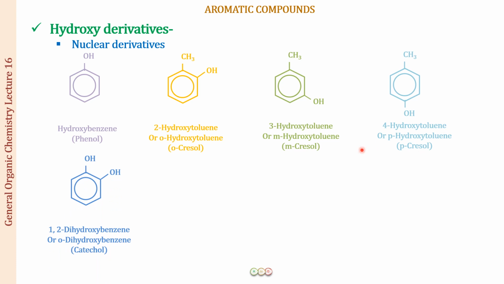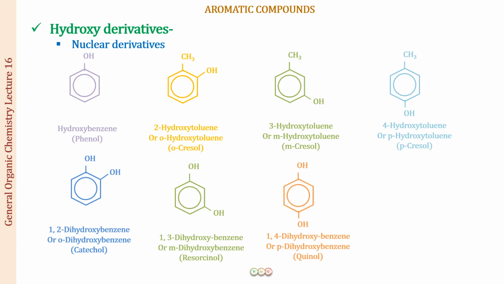The next we have is when we have 2 OH groups, so it is going to be 1,2-dihydroxybenzene, or ortho-dihydroxybenzene, and the common name for this which we use is catechol. The next we have is 1,3-dihydroxybenzene, meta-dihydroxybenzene or resorcinol, and if it is 1,4 position, we call this quinol. And the last we have is 1,2,3 position by the OH group. So this will be 1,2,3-trihydroxybenzene, and the common name for this compound is pyrogallol.